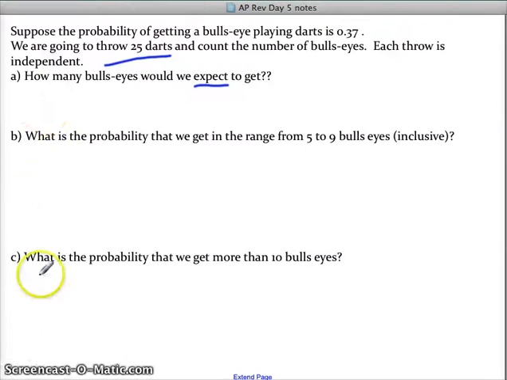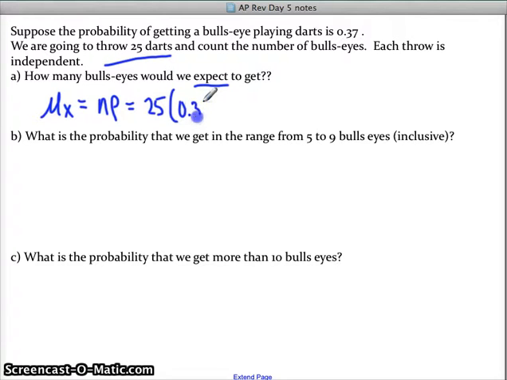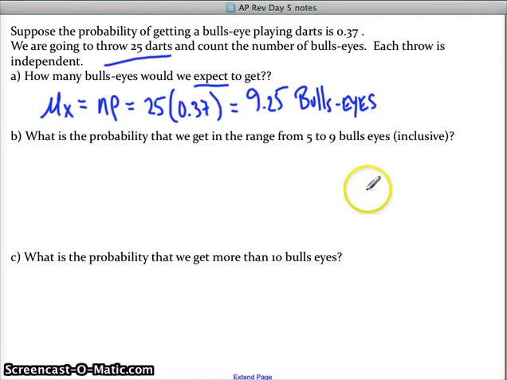So, okay, if I want to find the mean, we're going to do n times p. N is the number of trials, 25. P is the probability of success, which we were told was 0.37. Multiply those together, and we would expect to get 9.25 bullseyes in 25 throws. Now, even though you can't technically get 9.25 bullseyes, you leave it as 9.25. Don't round or anything. Leave it exactly like that.